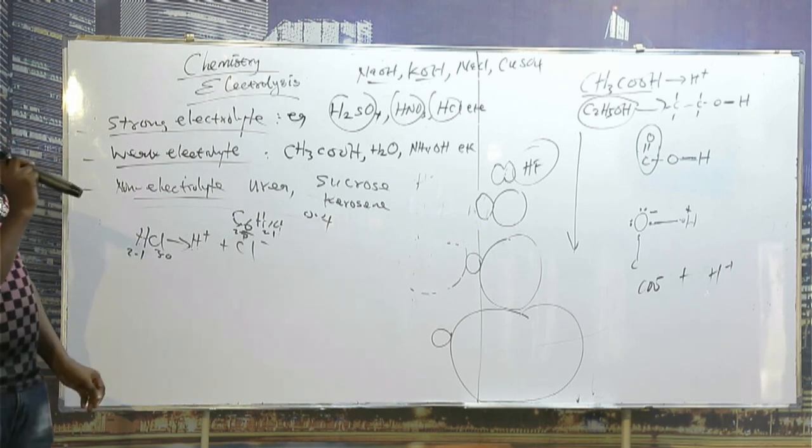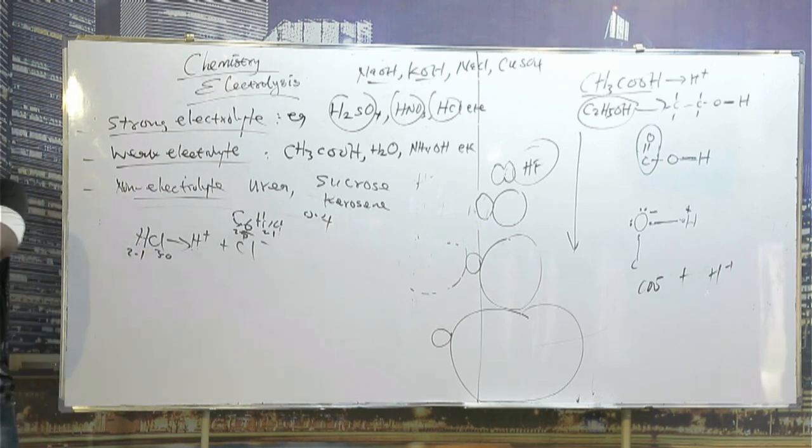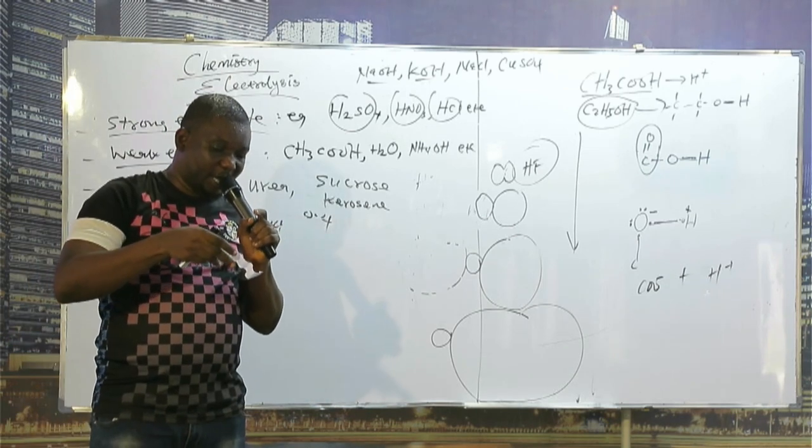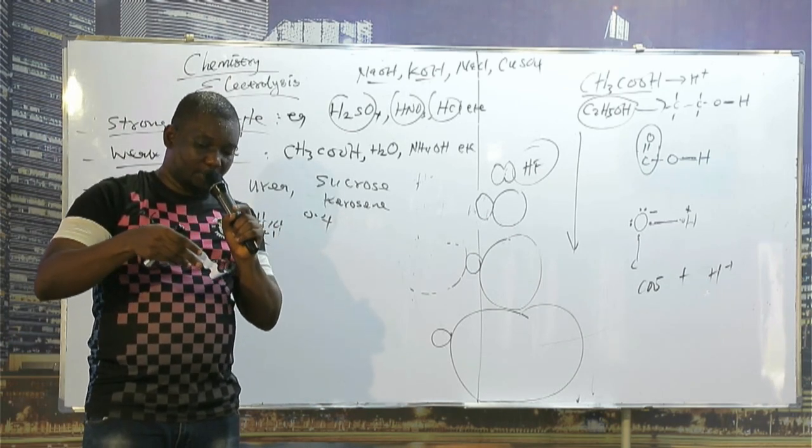Now, I was saying something here, which is conductor. If I want to define conductor, I say conductors are elements, or conductors are metallic elements and graphite. You must go like that. Conductors are metallic elements.